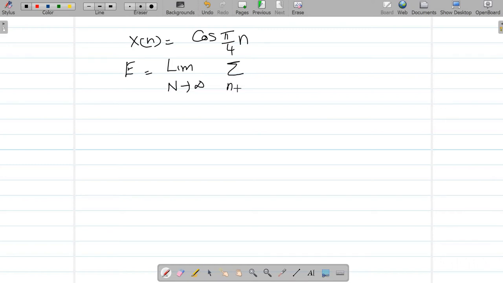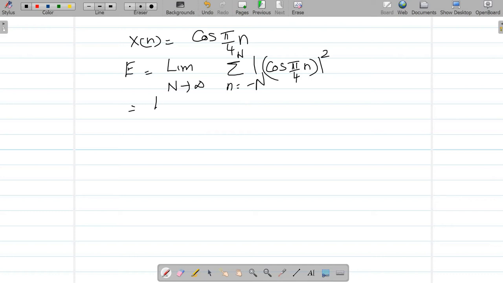So let us take another case. Let x of n be equal to cos of pi by 4 times n. Now first let us check whether it is an energy signal, that is, limit n tending to infinity of the sum from n equal to minus N to plus N of cos of pi n by 4, the whole square.